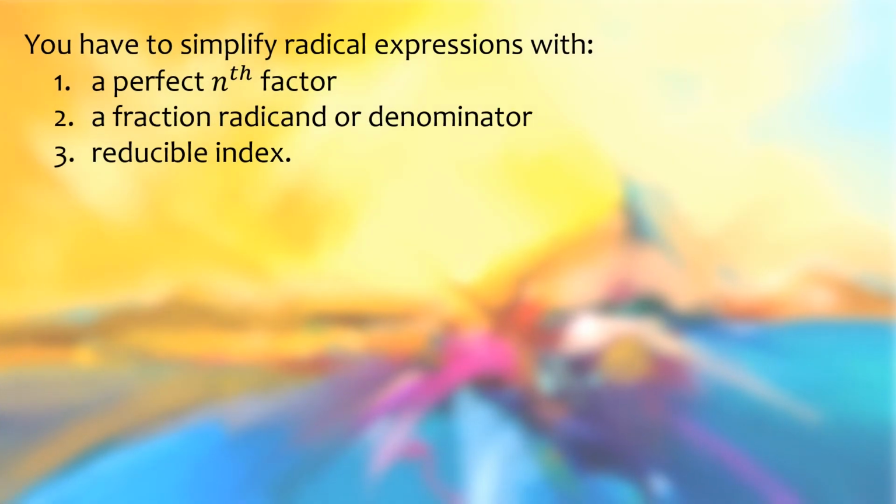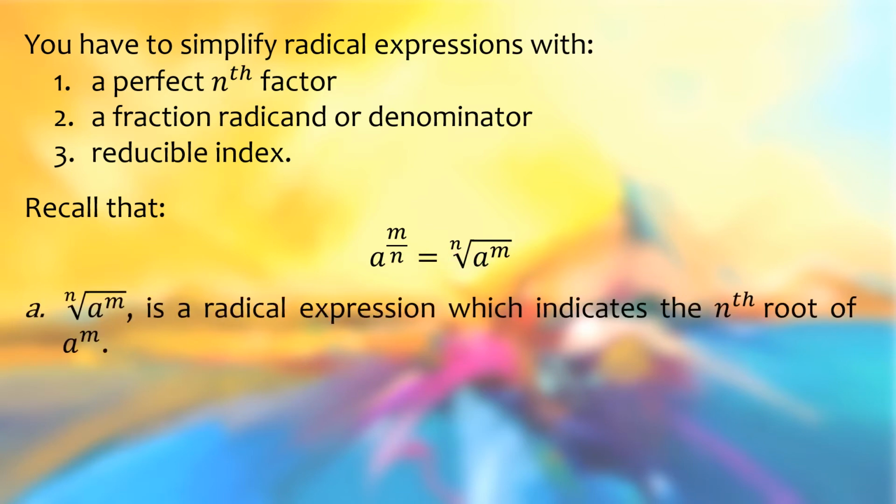You have to simplify radical expressions with a perfect nth factor, a fraction radicand or denominator, and reducible index. So recall that a raised to m over n equals nth root of a raised to m. Na kung saan yung n, iyon yung ating index, yung a, ang ating radicand, and then m naman yung exponent. And then ito yung tinatawag nating radical sign.